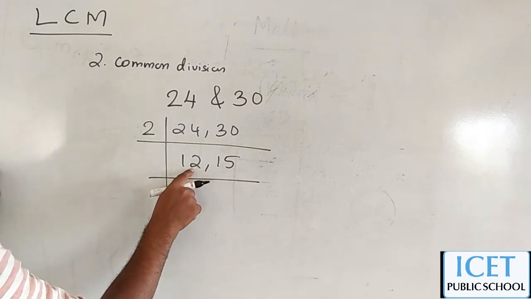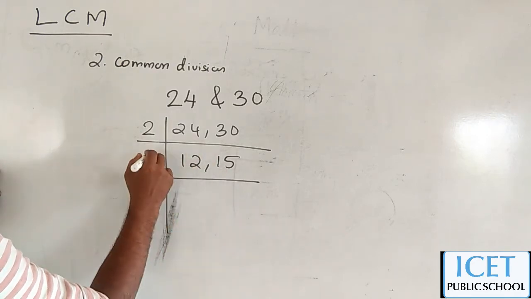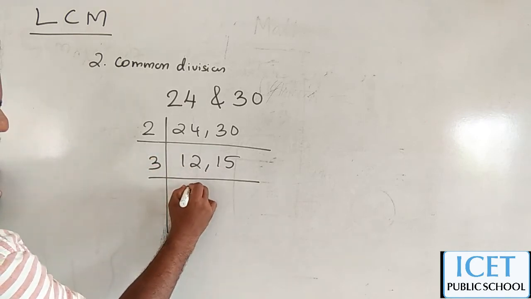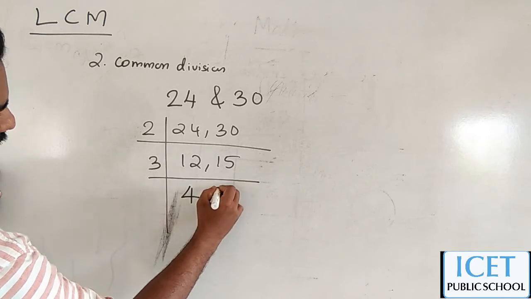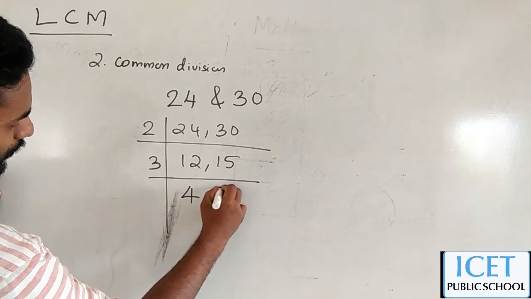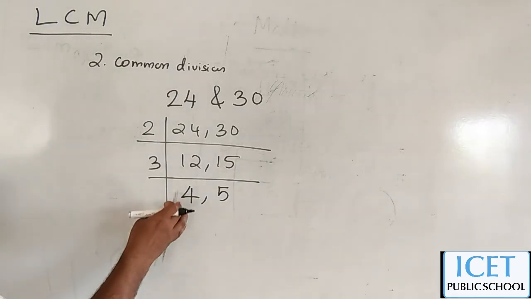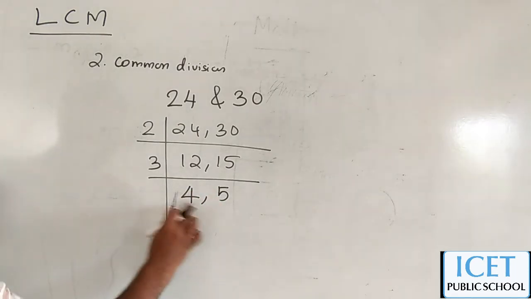Here 2 is there because it is even, it is not even. So 3 is there as the factor, right? Then 12 by 3, 4. Okay, then here 5. Here any common factor is there? No common factor. Either you can stop here or again you can divide this 4 only.